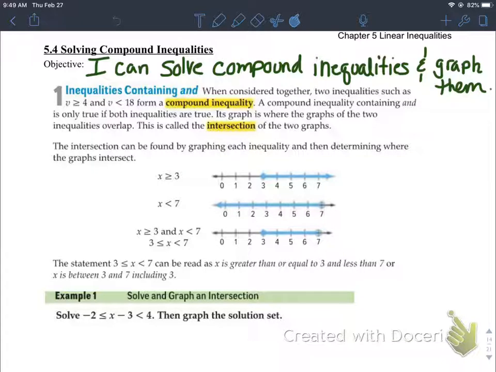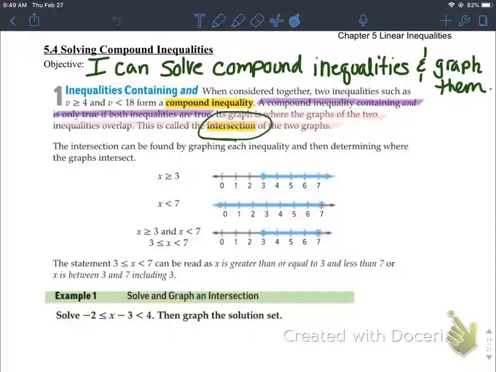A compound inequality is when we contain the word and. This means that it is only true if it works for both inequalities. The graph where two compounds overlap is called an intersection. So that makes sense. If something is overlapping, then it would be an intersection.